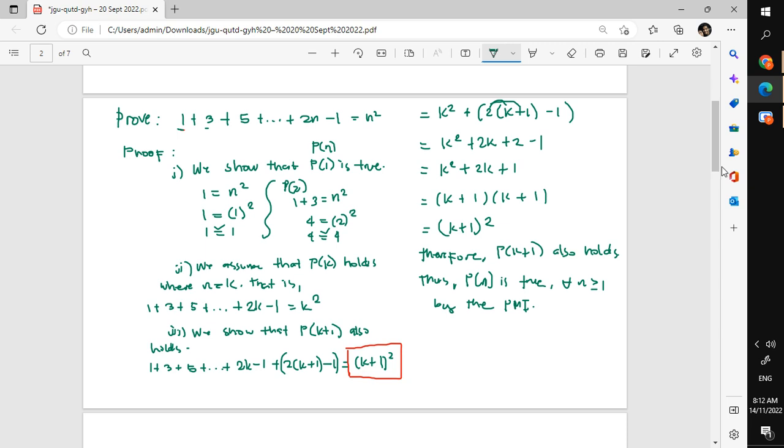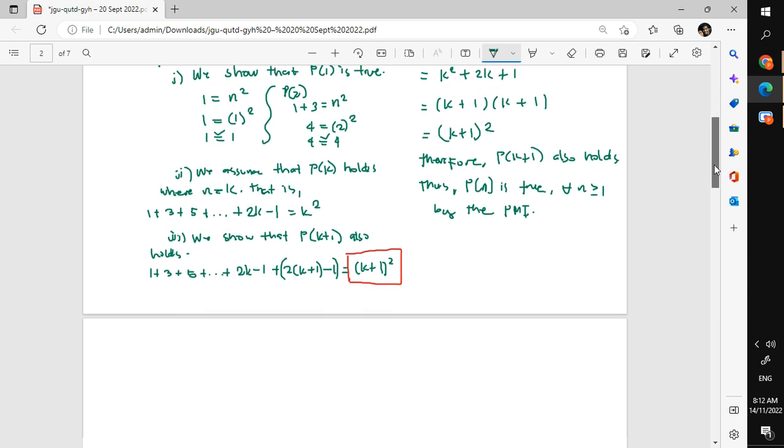Now let's have another example. Let's prove the statement: 1 plus 2 plus 3 plus dot dot dot plus n is equal to n times n plus 1 all over 2, for all n greater than or equal to 1. So we need to show that the left side is equal to the right side of the said equation. Now we will apply the PMI.